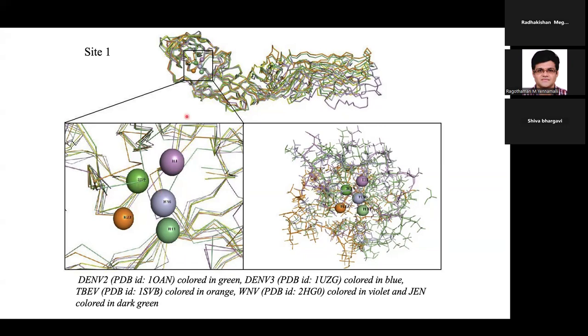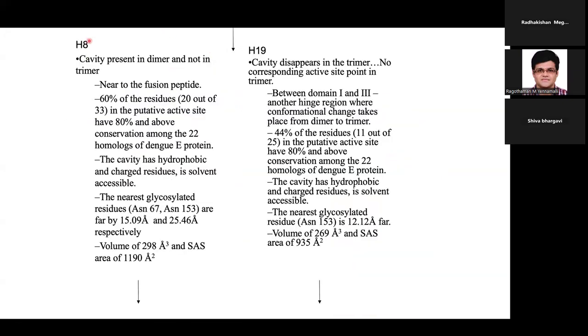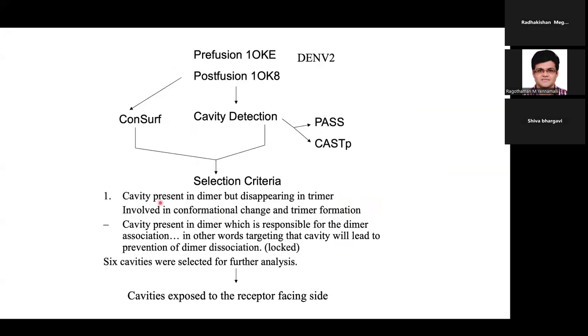That means this particular site, which we now label as site 1, is a pretty good candidate, which is present in the dimer but is absent in the trimer. So that is criterion 1. It is near the fusion peptide. It's involved in the conformational change and the trimer formation.